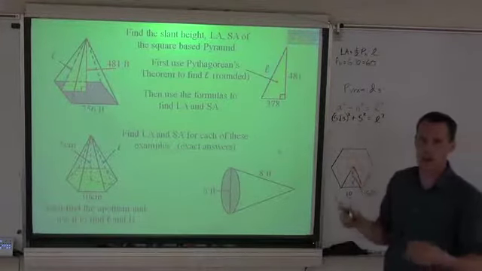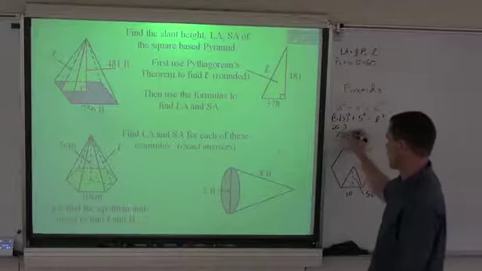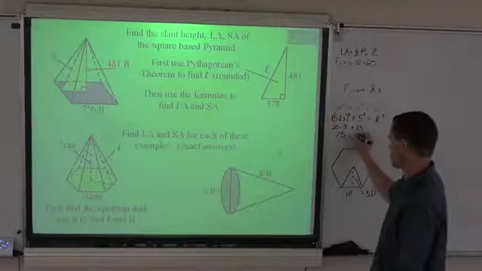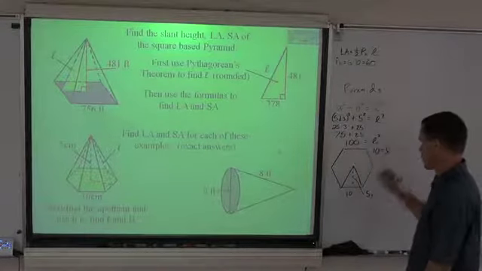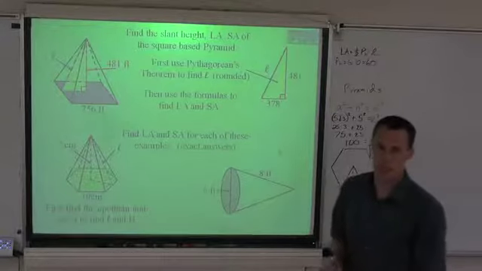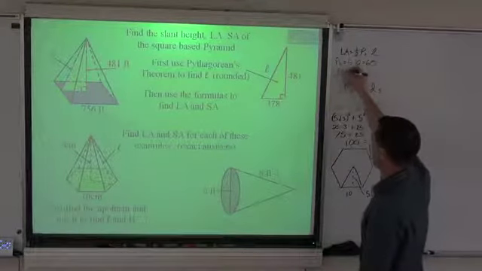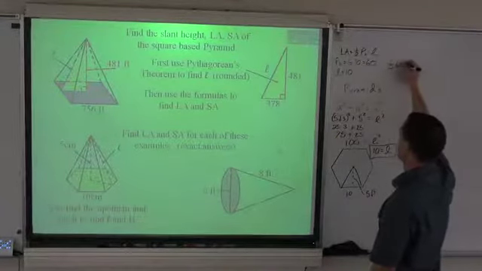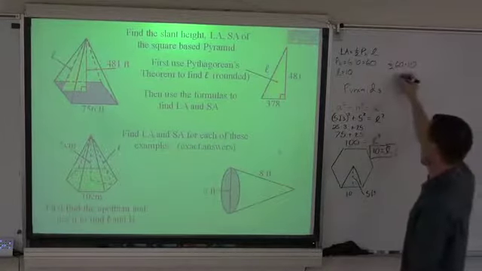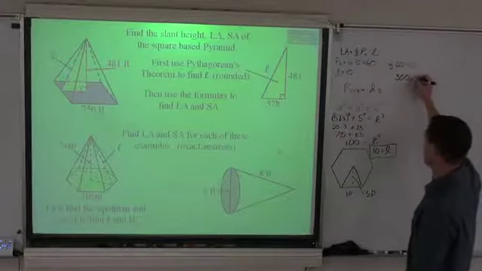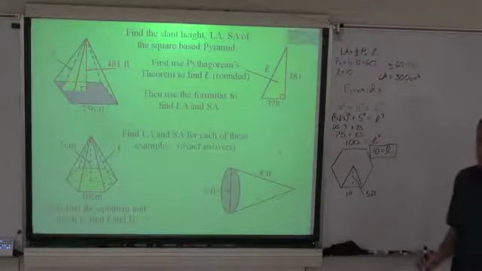5 radical 3 squared, well, 5 squared is 25 times 3. That's 75 plus 25 is 100 equals L squared. Thank goodness it worked out to be a nice number. Our slant height is 10. Our lateral area is now 1/2 times 60 times 10. Well, 60 times 10 is 600. But that in half, we've got 300 centimeters squared. So there's our LA. A lot of stuff to keep track of on the board here.